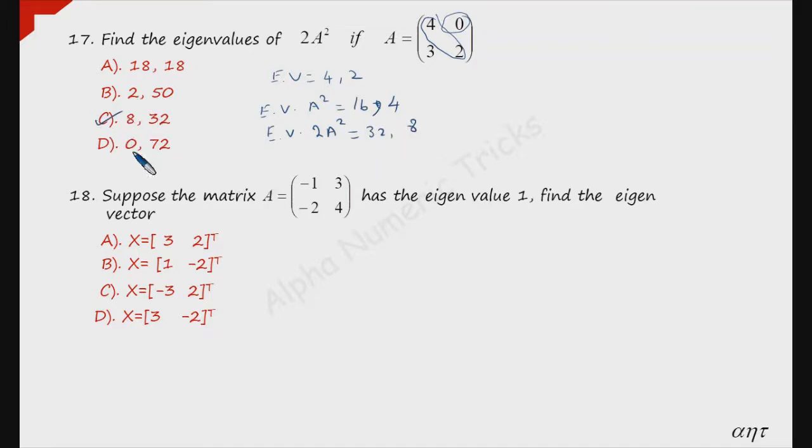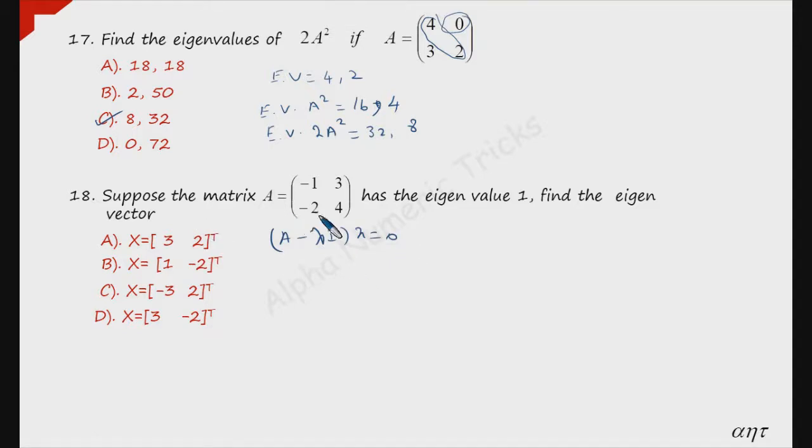And the next question: suppose the matrix A is equal to [-1, 3; -2, 4] and has the eigenvalue 1. Find the eigenvector. Here this matrix has the eigenvalue 1. Now we have to find the eigenvector. To find the eigenvector, we use (A minus lambda I) x is equal to 0. Using this only, we have to find the eigenvector.